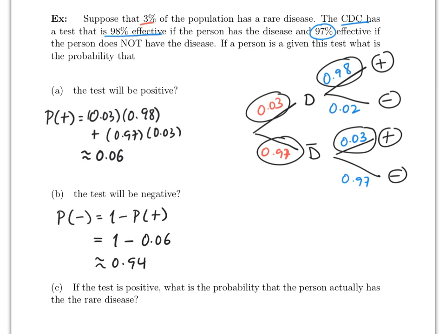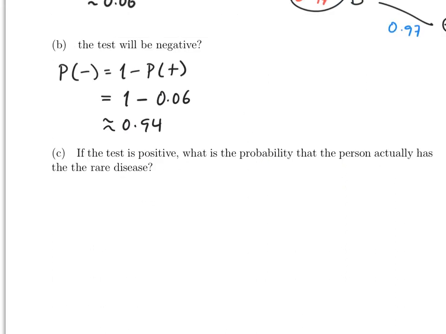Or you can go through this times that, and this times that. It will give you the same thing. Okay, now let's go to part C. Part C is a conditional probability. So it says, given that you know that the test is positive, so now you know the test was positive, what is the probability that the person actually has the disease? Using the conditional formula, this means disease and positive divided by positive.